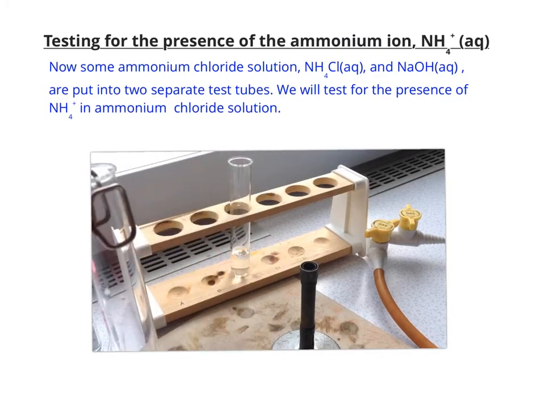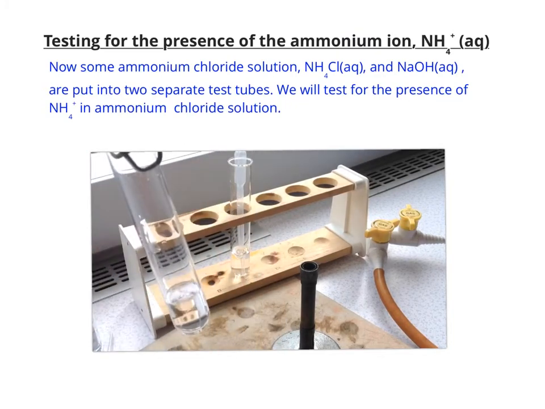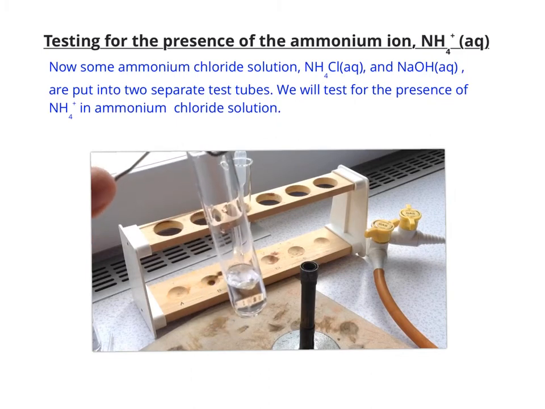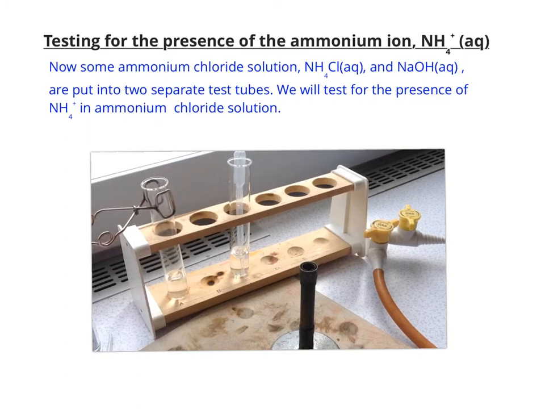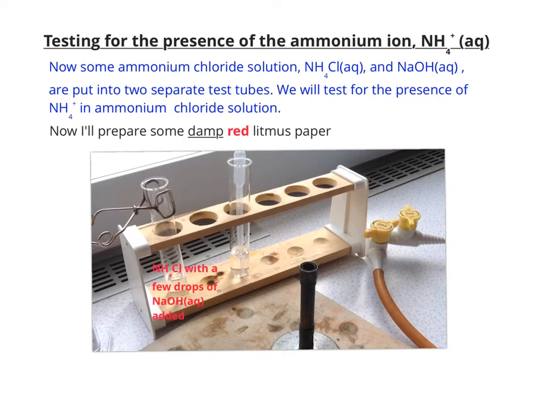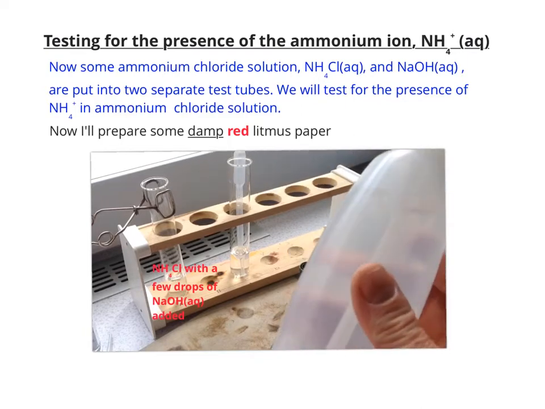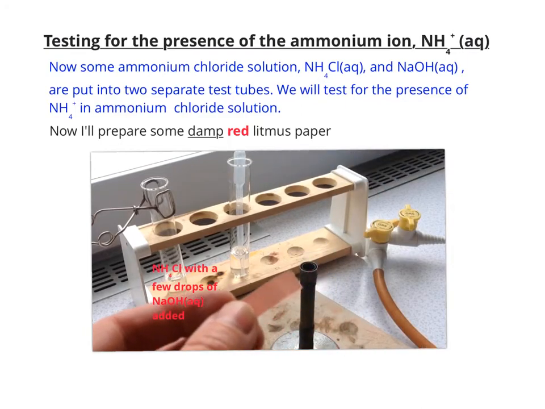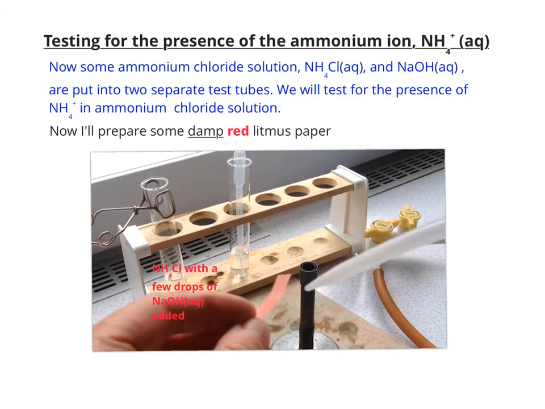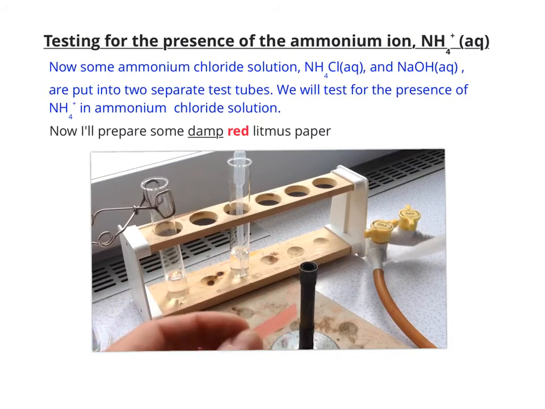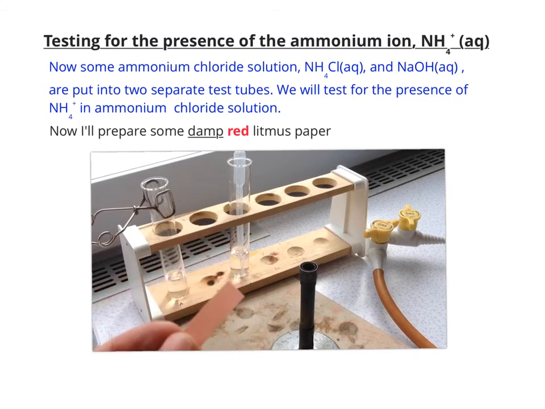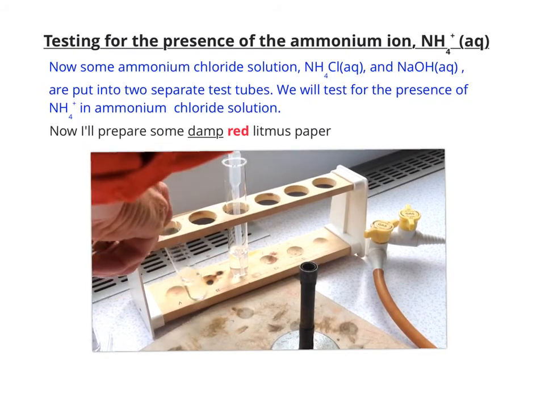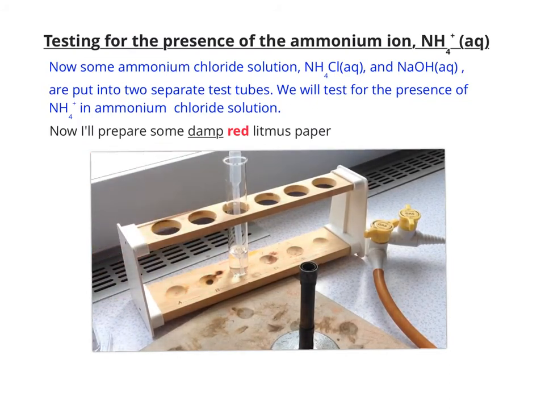I can put the test tube back in the rack, and I'm going to prepare some damp litmus paper. So it has to be damp because then that allows the ammonia gas that is given off when you heat that mixture to actually dissolve in the water and therefore turn the red litmus paper blue. If you use dry litmus paper, it doesn't work. So I now have to heat my mixture.